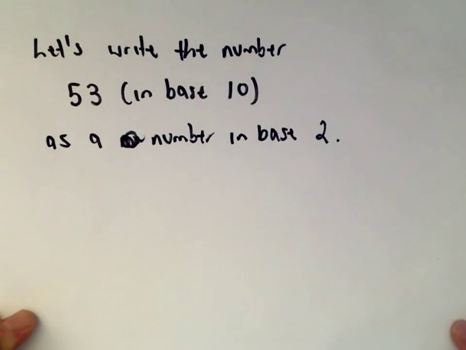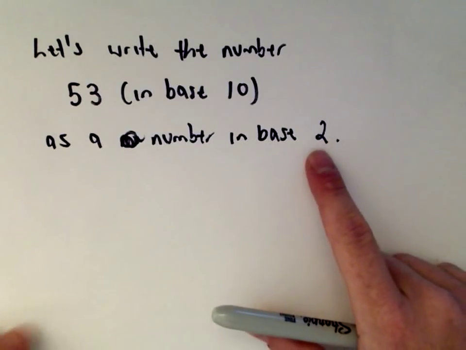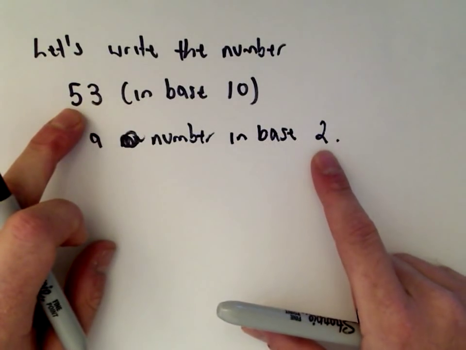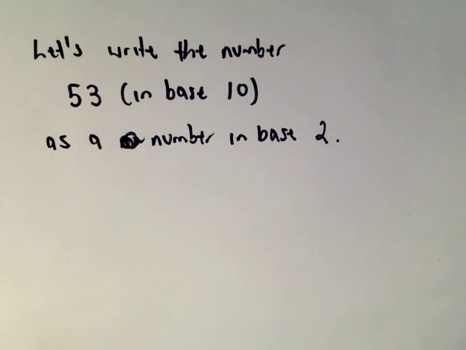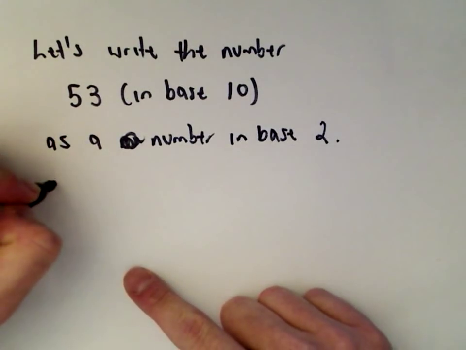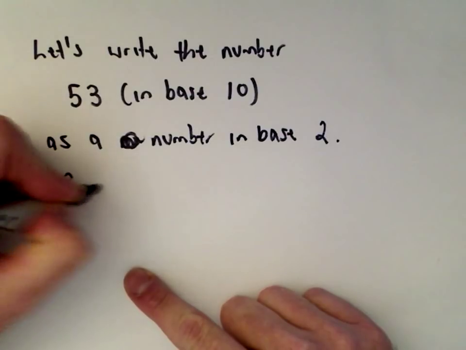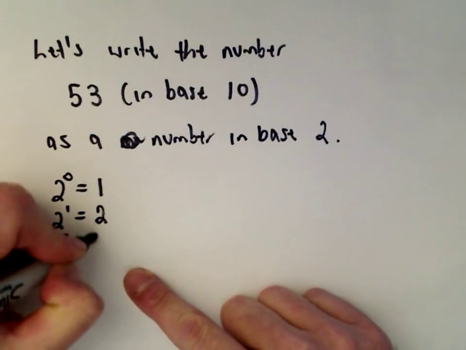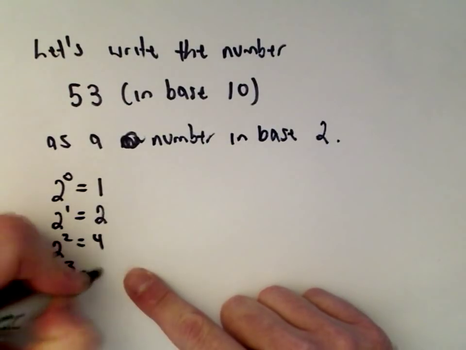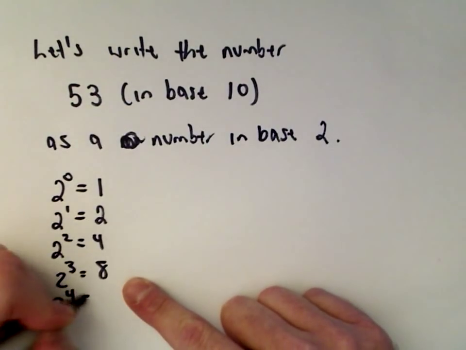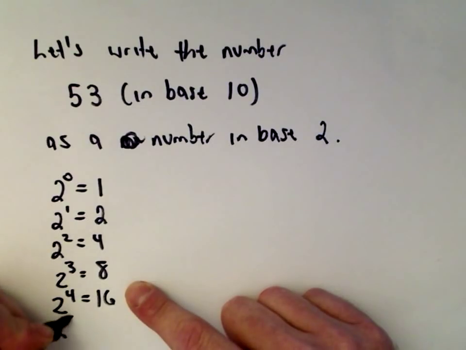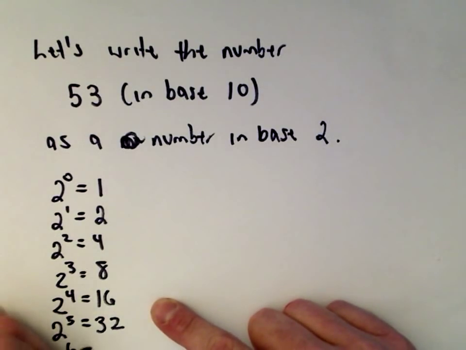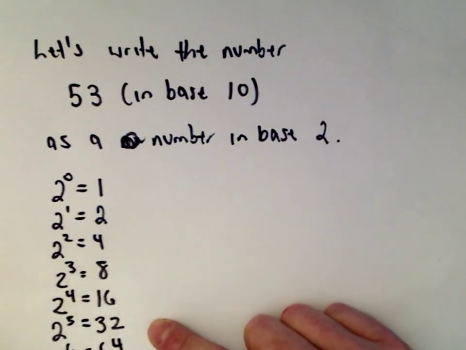Okay, so what you want to do is find the largest power of 2 that would go into 53 without going over. So that's going to be the first game plan here. So let's write down some powers of 2. Well, 2 to the 0, we said that's 1. 2 to the first, that's 2. 2 squared, that's 4. 2 to the third power, that's 8. 2 to the fourth power, that's 16. 2 to the fifth power, that's going to be 32. And 2 to the sixth power, that's going to be the number 64.